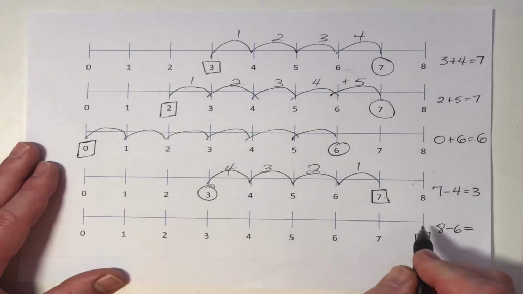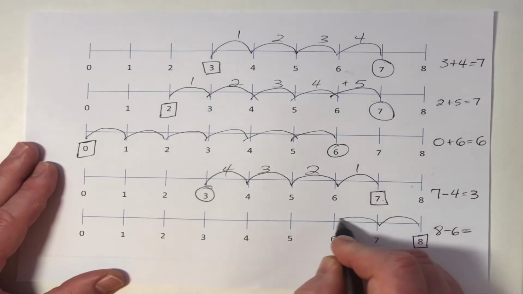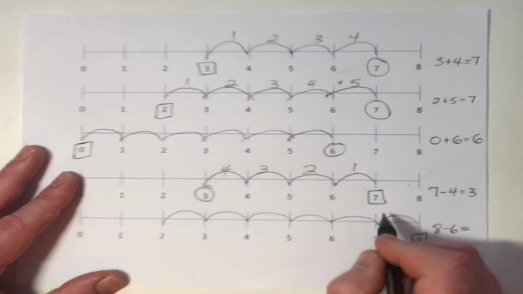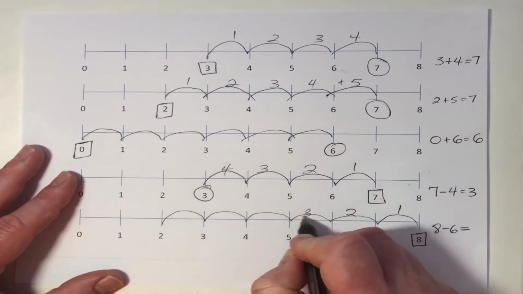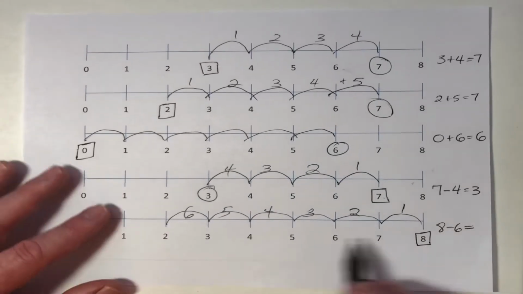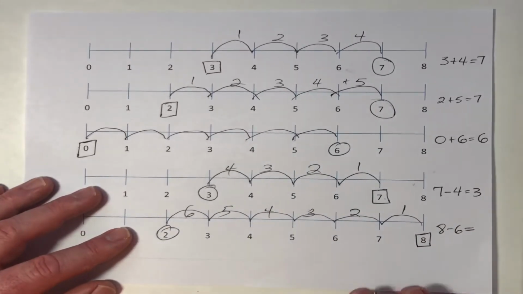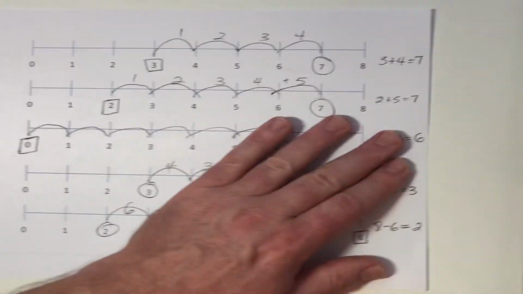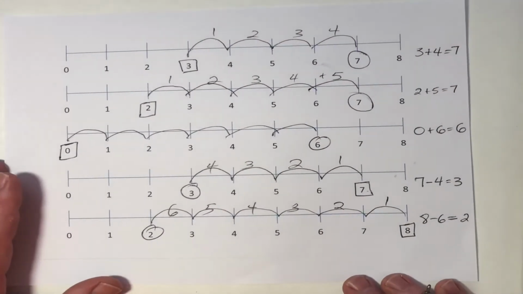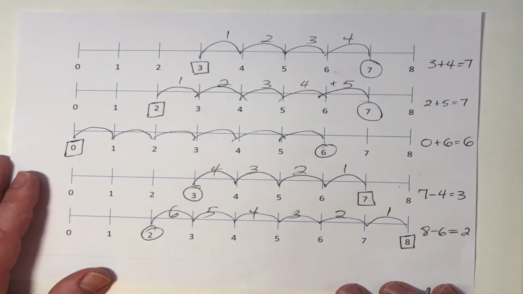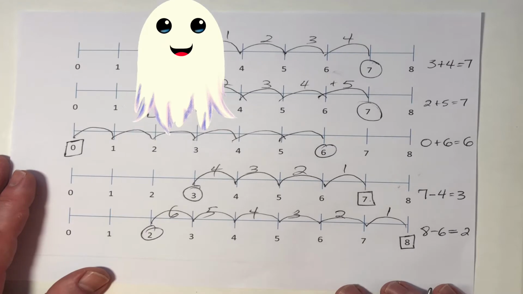8 minus 6. 1, 2, 3, 4, 5, 6. We took away 1, 2, 3, 4, 5, 6 numbers. 8 minus 6 is 2. 8 take away 6 is 2. Awesome! You just used a scale. Isn't that cool? That's incredible.